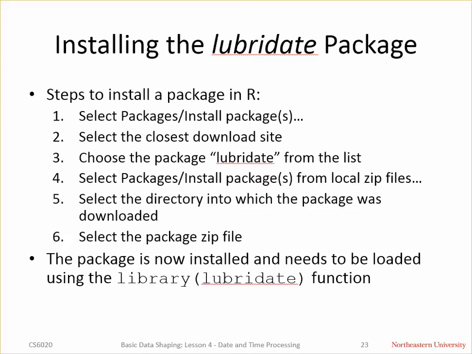Now, to install a package is pretty straightforward. We had several lessons on how to do that before, but the basic steps to install an R package are: you select Packages from the menu, and this is for the R console, not RStudio, then Install packages. You select the closest download site, you choose the package you want to load, in this case lubridate. You select Packages, Install packages from local zip files, you select the directory in which the package was downloaded, you select the package zip file, and you're good to go.